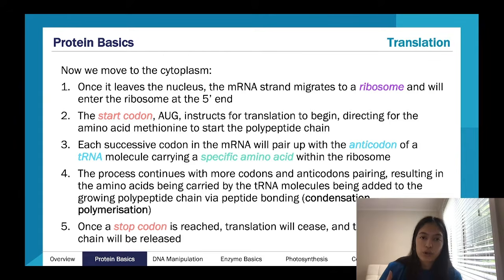This does not code for anything. Please, please, please remember this. I think it's easy to get confused because the start codon codes for an amino acid, codes for methionine. The stop codon does not code for anything. Once the ribosome gets to the stop codon, translation finishes, the ribosome detaches, the polypeptide chain is released as well. So really remember that, because a lot of people get confused and think that a stop codon will code for an amino acid as well. It doesn't.